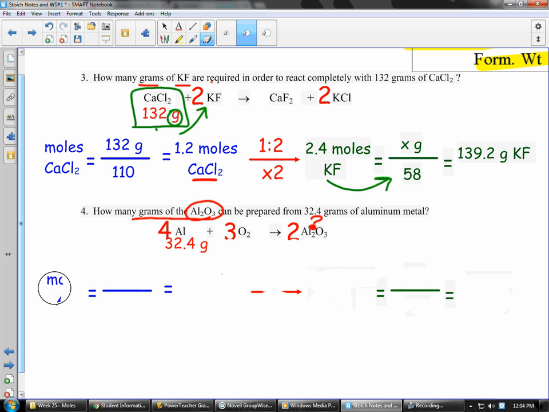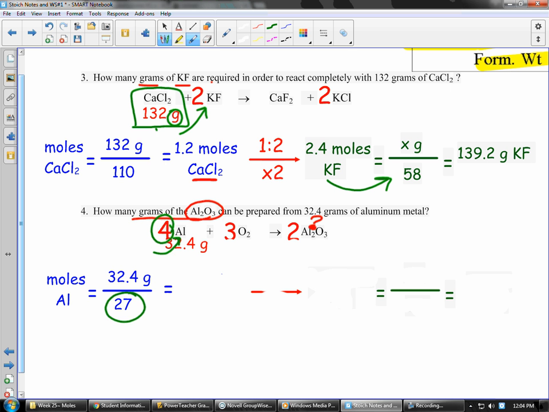You first find your moles of aluminum. Then I need to divide it by the formula weight of 1 aluminum. Remember, coefficients do not affect formula weight. So it's still 27 for every single aluminum, has a formula weight of 27. When you do that, you get 1.2 moles of aluminum.